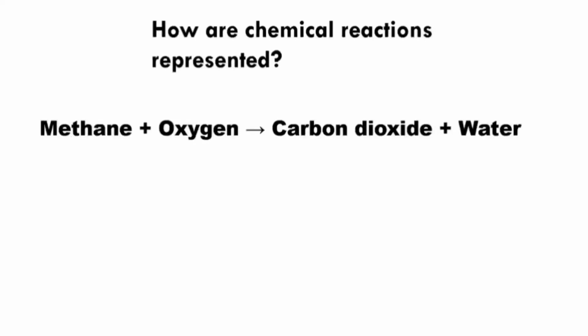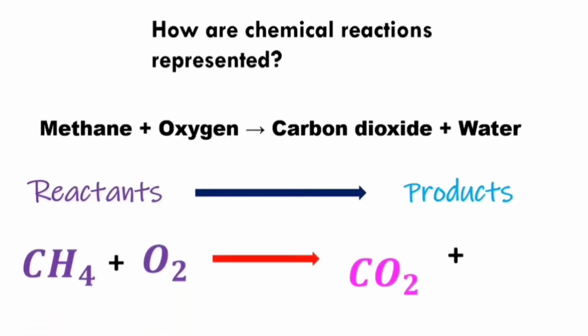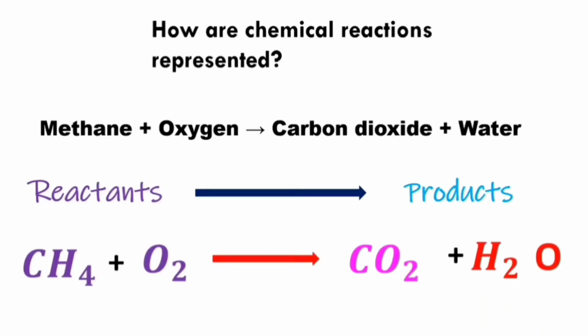So to learn the characteristics of a chemical reaction, it is represented by a chemical equation. In a chemical equation, the chemicals of the reaction are represented by their chemical formulas. The compounds or elements which undergo reactions are shown to the left of an arrow, and the compounds formed are shown to the right of the arrow. The arrow indicates the direction of the reaction. Thus, the reaction can be written as CH4 plus O2 gives CO2 plus H2O.